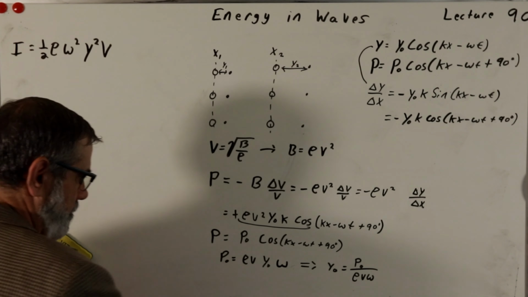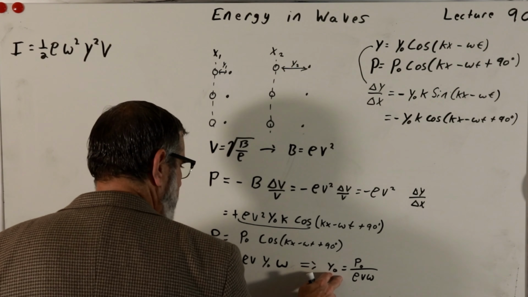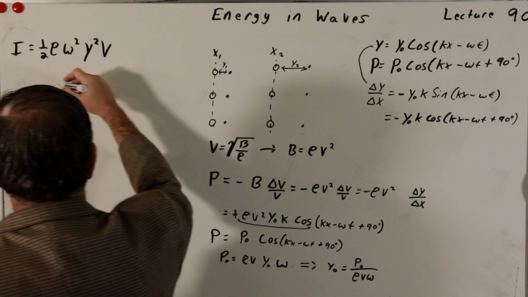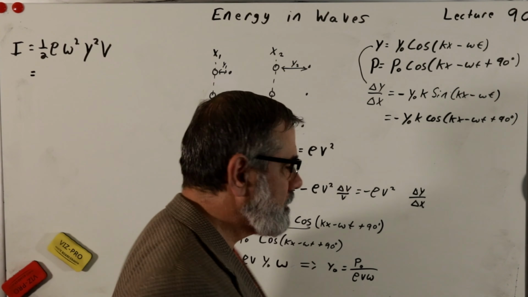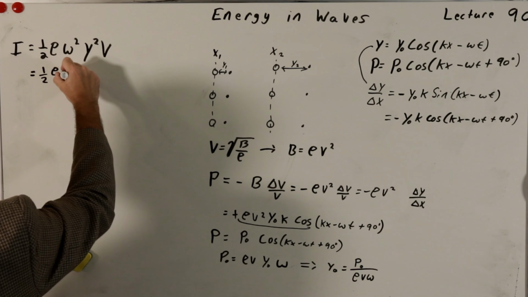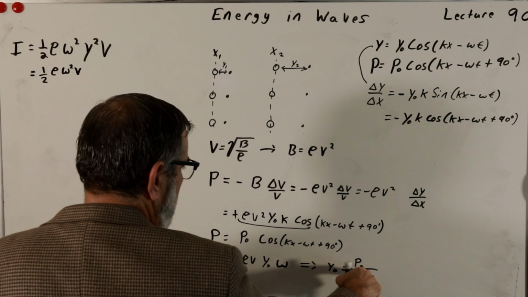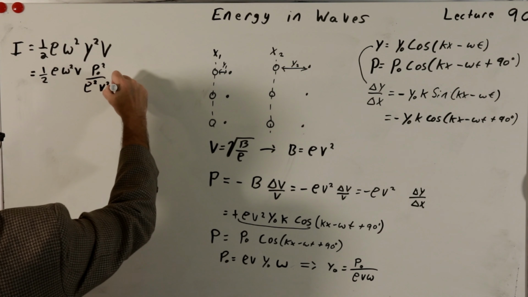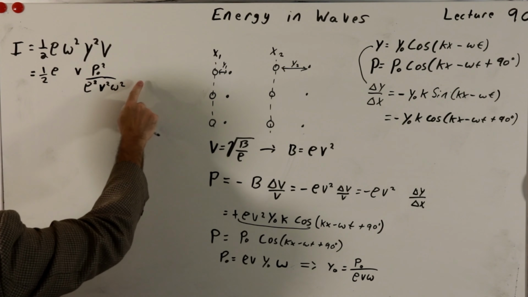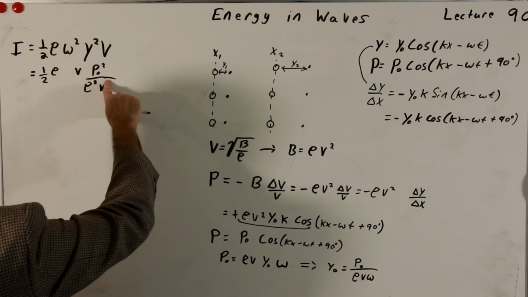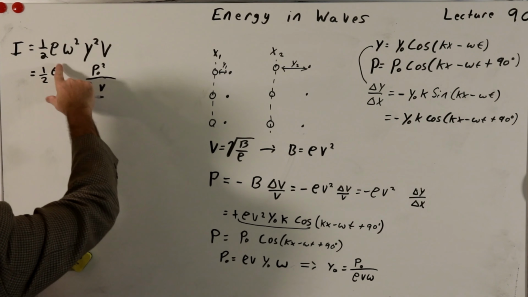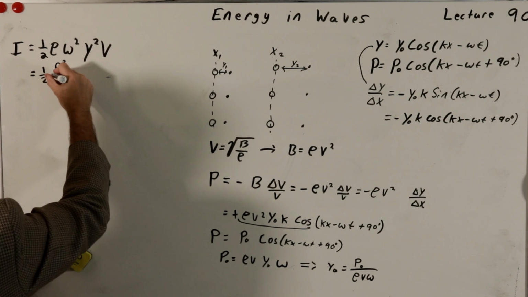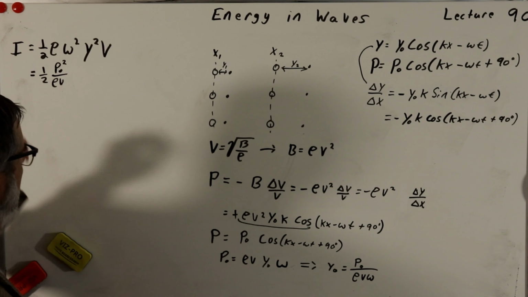So why did I want to do that? Because I want to replace this Y naught with this Y up here in this intensity formula. The intensity, which we saved for later, we can rewrite as 1/2 rho omega squared times v times y squared. Well, y squared is P naught squared over rho squared, v squared, omega squared. The omega squareds cancel, one of the v's cancels, one of the rho's cancels. So what do we get in the end? We get 1/2 P naught squared over rho v. So we have an expression for the intensity in terms of the pressure now.